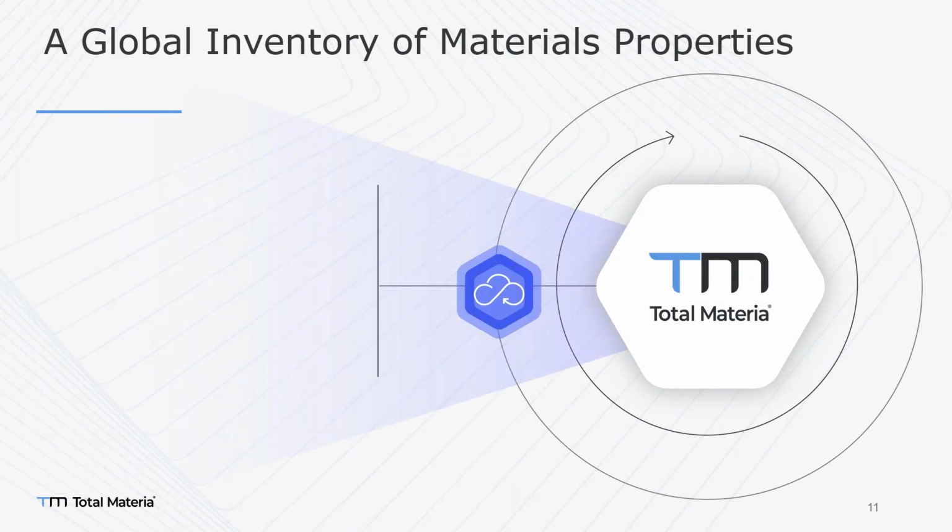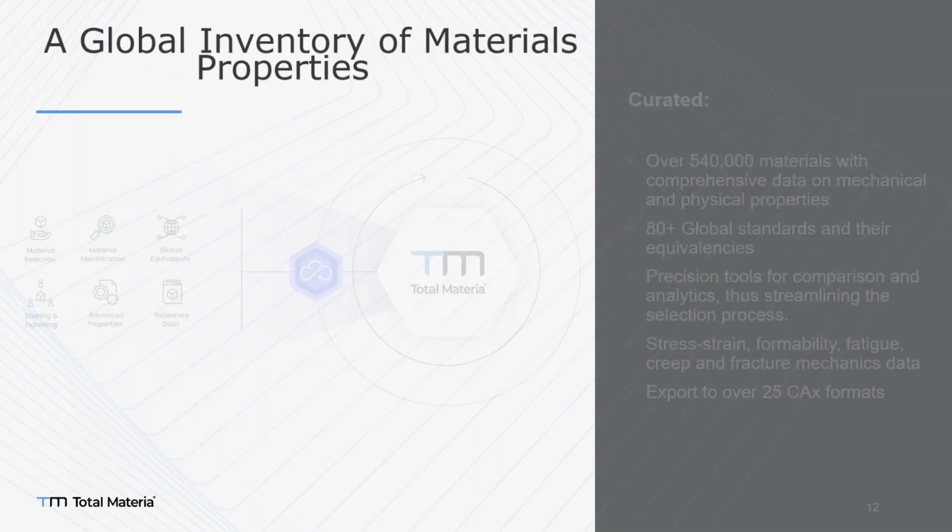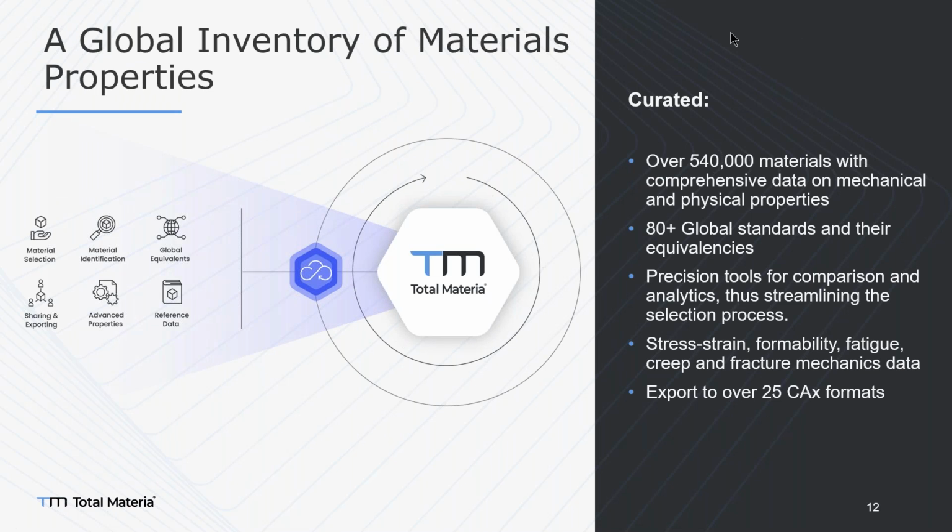Horizon, as you know, we are providing a lot of information. We are giving you a material selection tool, material identification tool, global equivalence, sharing and exporting options for this material, advanced properties, an extended range module that contains stress strain curves and fatigue information for mobility, creep data, and so on, and reference data with which you can justify your selection. And this material information is accurate and reliable, because we are providing more than 500,000 material information. It's updating every month. We are updating standards and data sheets and so many detailed information that you will be able to find inside Total Materia. And it's the most comprehensive material information source on the planet.